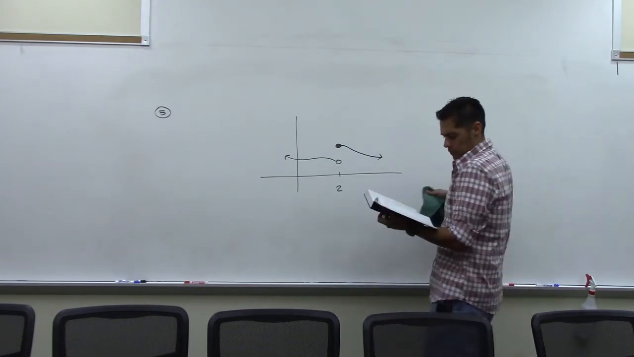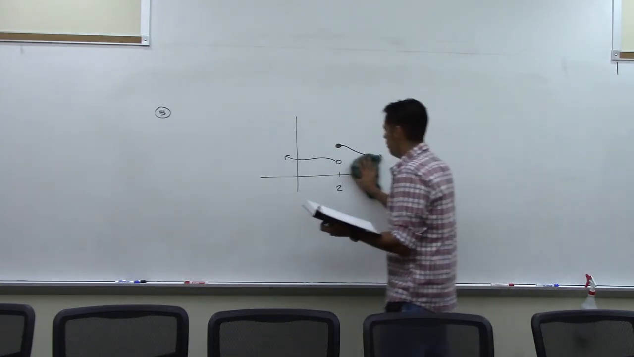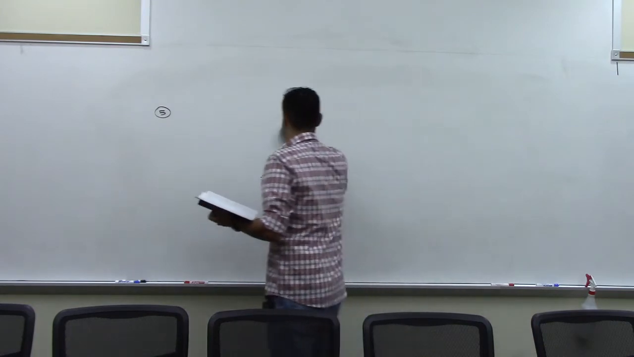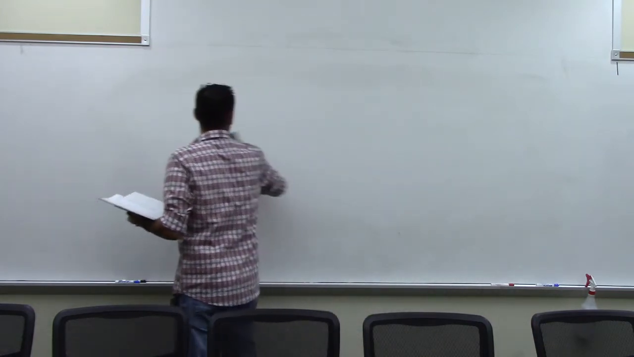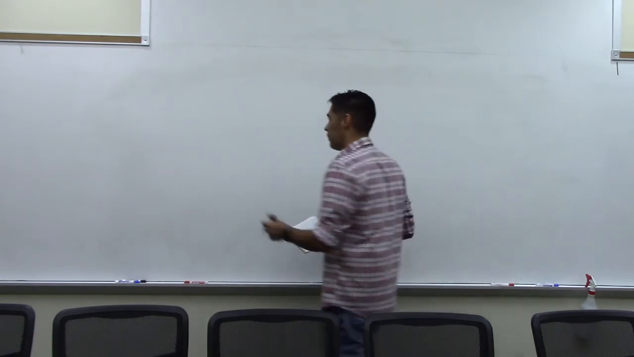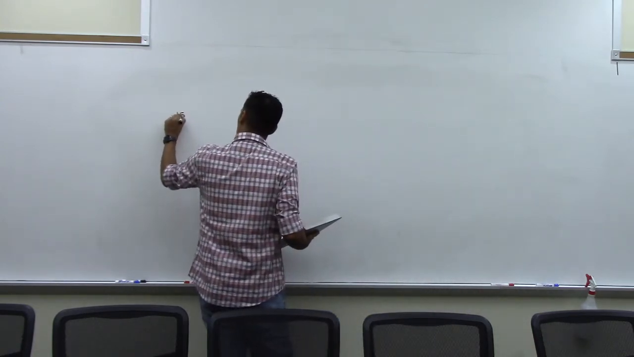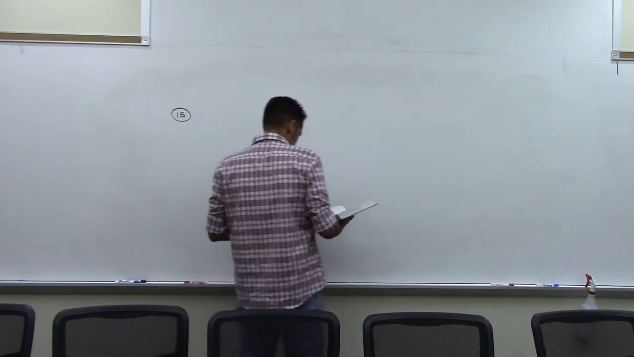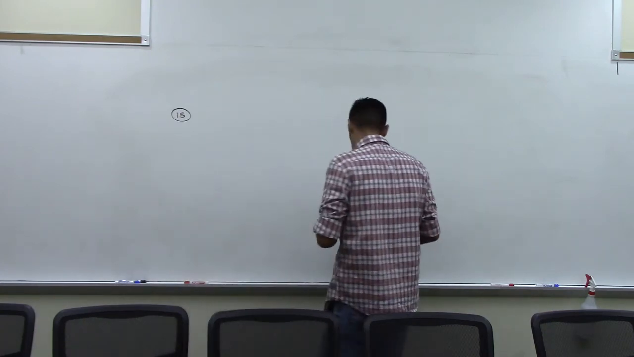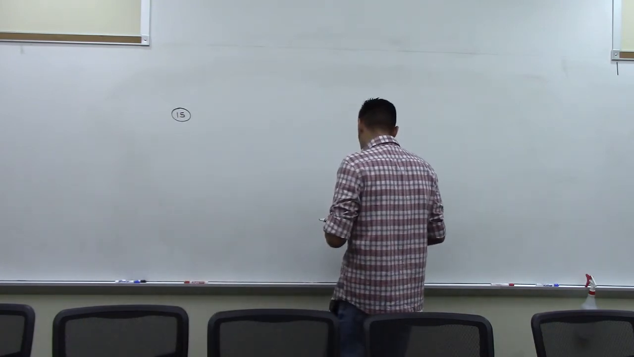I think I'll leave 11 to you. How about number 15? Explain why the function is discontinuous at the given number a. Sketch the graph of the function.